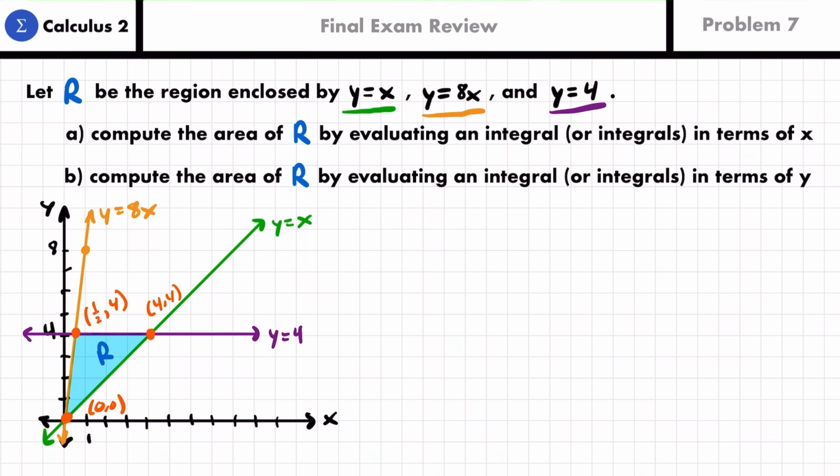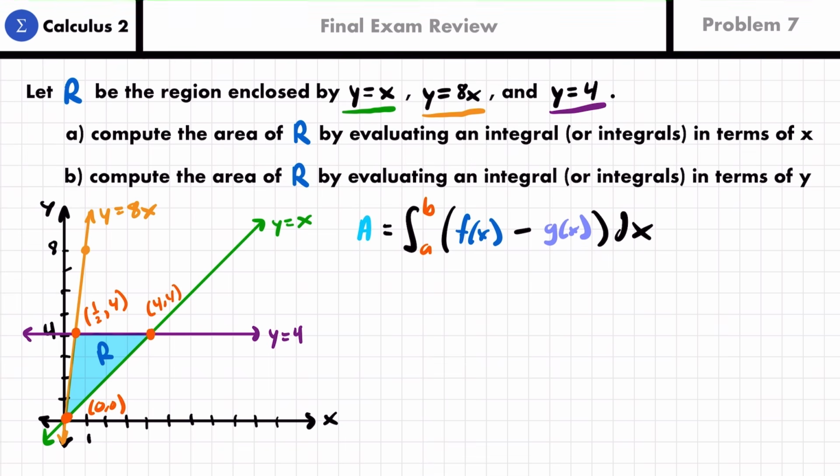And so let's start with part A. We want to compute that area by evaluating an integral or integrals in terms of x. And so remember, when you want to calculate the area between 2 curves, or in this case, 2 lines, and you want to work in terms of x, you want to look from the top down when identifying your top function and your bottom function. Okay, because remember, the formula looks like this. The area is equal to the integral from a to b of the top function, so f of x, minus the bottom function, which I'll call g of x.